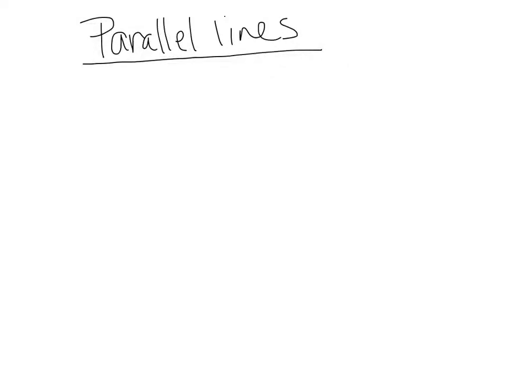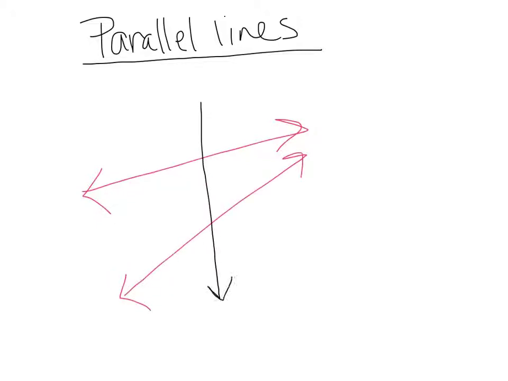Okay, today we're going to talk about parallel lines. We're going to start just by talking about lines. So I'm going to draw two lines that maybe aren't parallel. I can cross through them with a third line. This line right here, this black line in this case, is called a transversal.